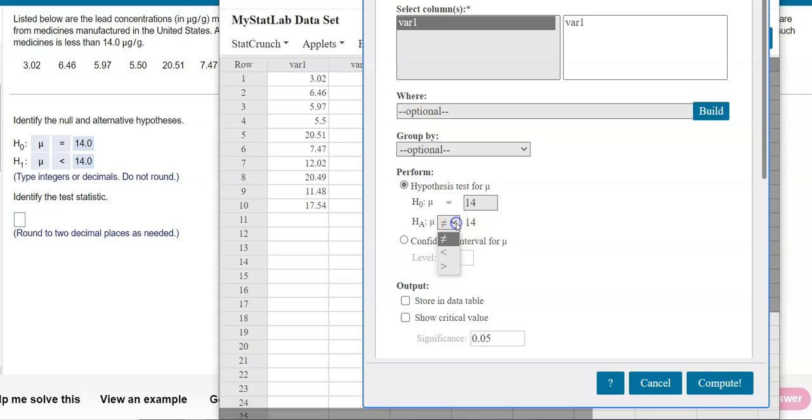And we also need to change the symbol in the alternative hypothesis. In our case, we chose a less than symbol, right? Less than was our alternative hypothesis, so we want the same direction here. That's it. So we're going to go ahead and click compute.